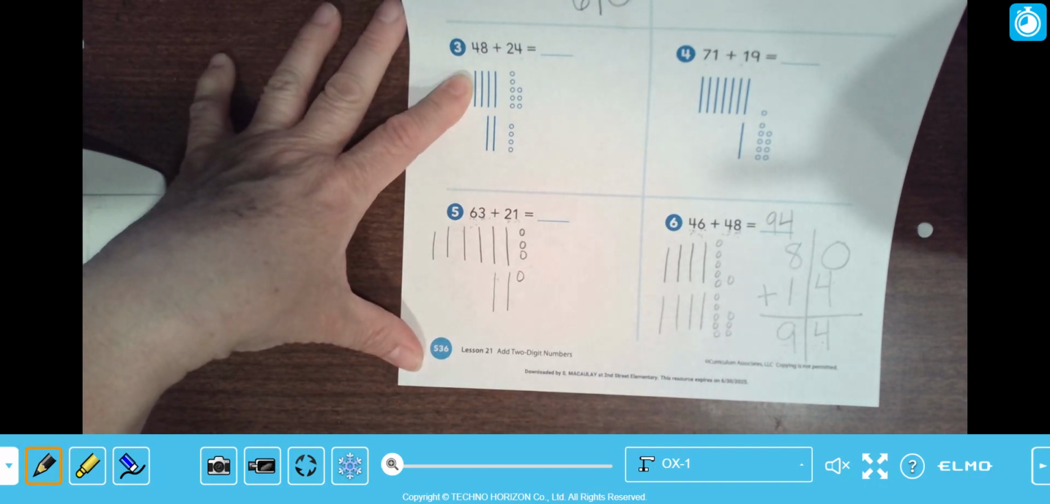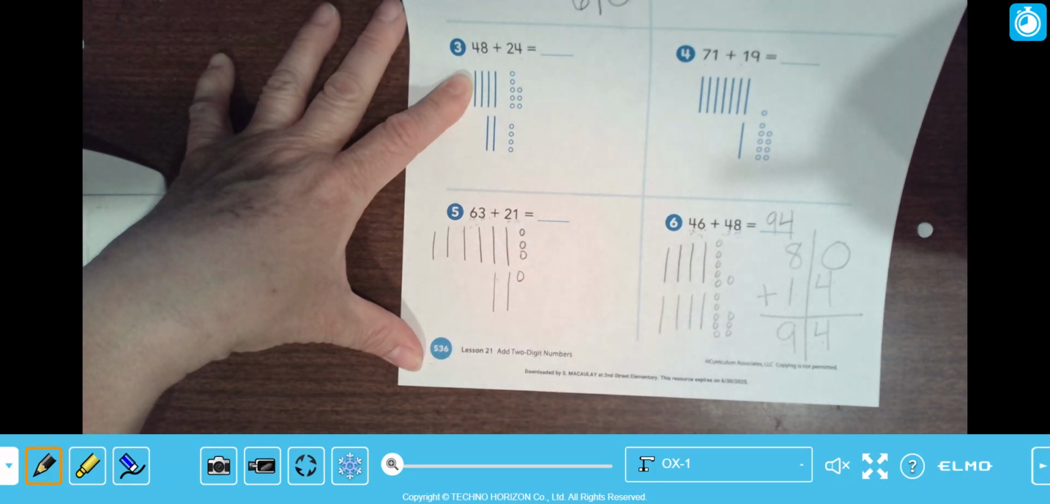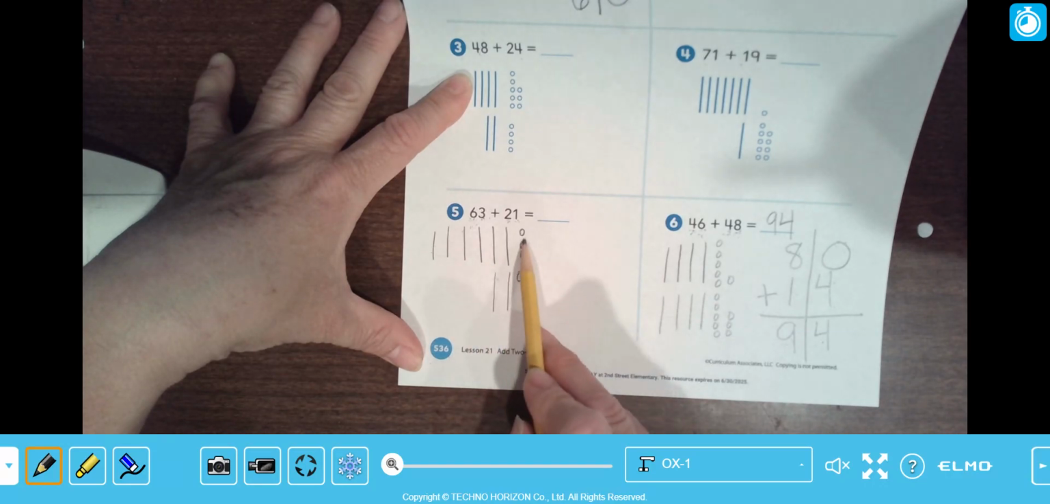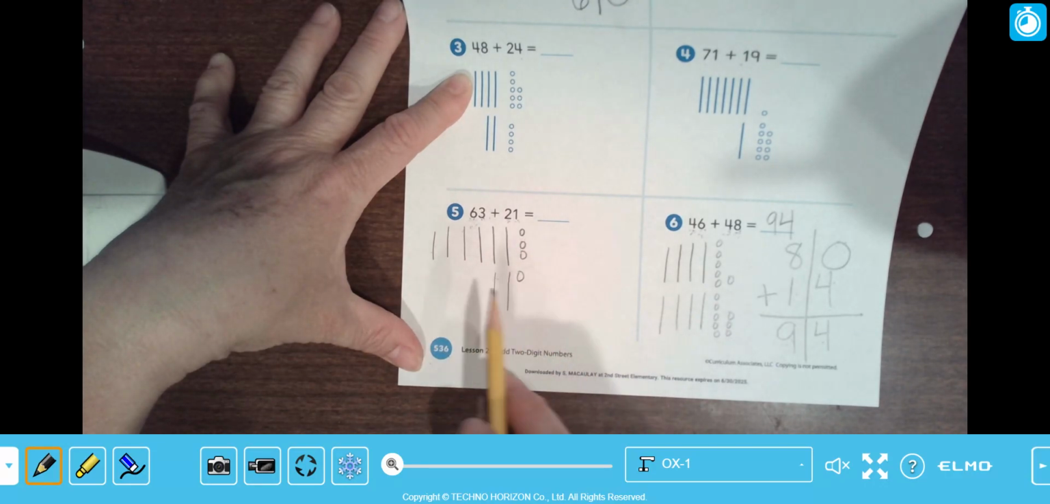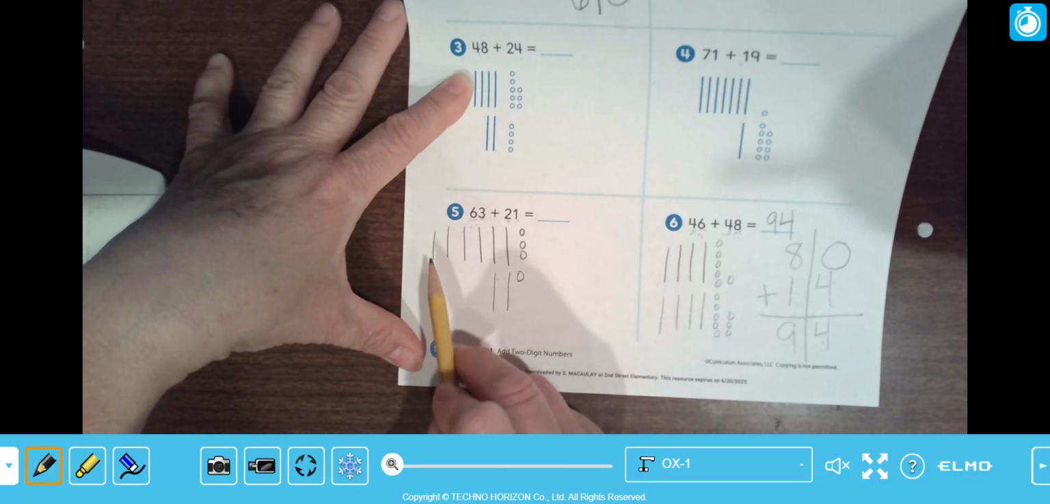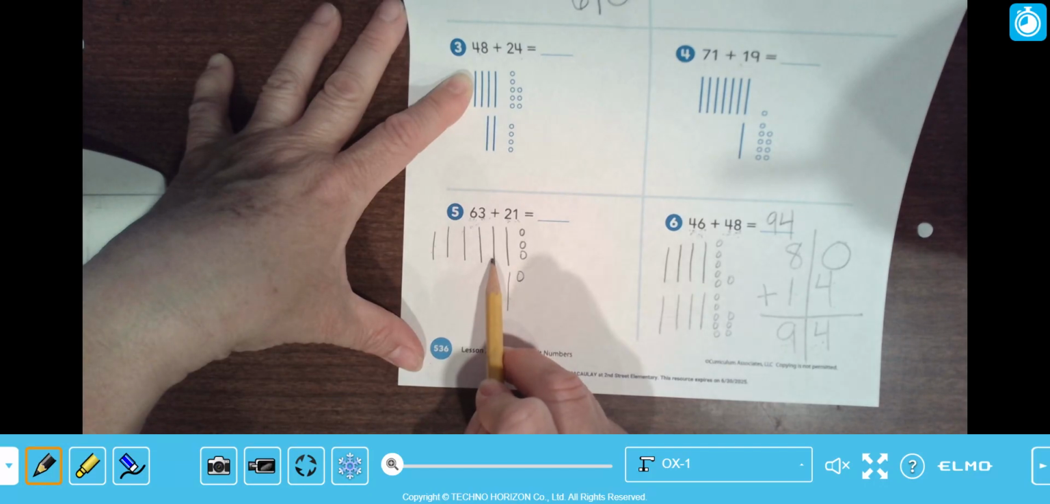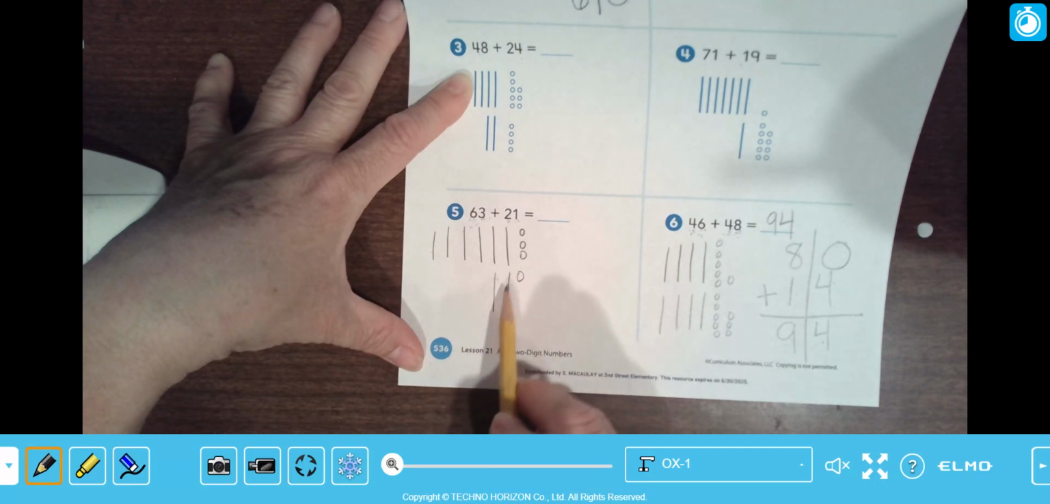Okay, now what do we do? We finished drawing 63 and 21. Now what are we going to do next? You're going to add up the tens first. All of these tens, add them up. And then we're going to add up the ones. But first the tens. So how do we count the tens? We skip count by tens. So let's do that. Ready, begin. 10, 20, 30, 40, 50, 60, 70, 80.